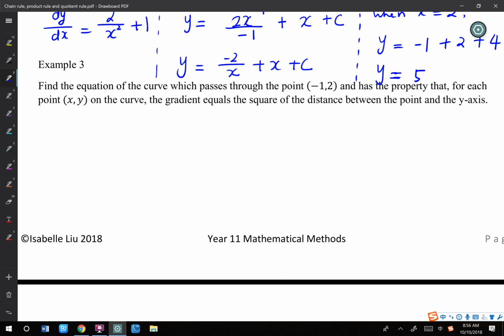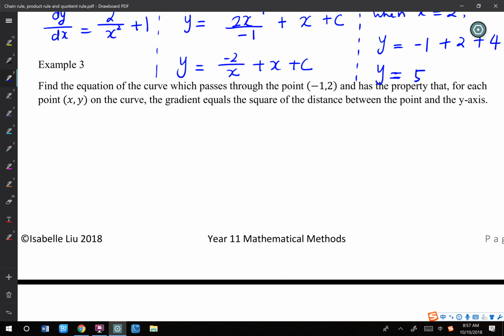Okay, last question. A lot of you can't understand what the question represents, and can't set up an equation for it. So find the equation of the curve which passes through the point (-1, 2). Okay, negative 1, 2. So this is a point on the curve, and has the property that for each point (x, y) on the curve. Okay, so we represent all the points on the curve by (x, y).